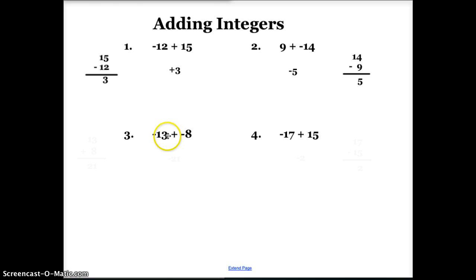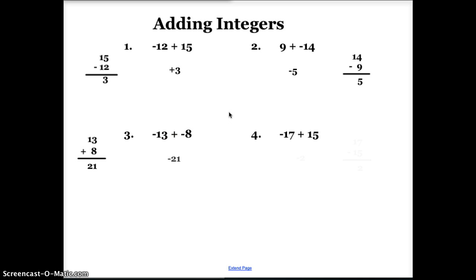Two more to go. Negative 13 plus negative 8. In this case, the numbers are working together. When they work together, I add the numbers up. So 13 plus 8 is going to be 21, and since both numbers are negative, my answer is going to be negative 21.